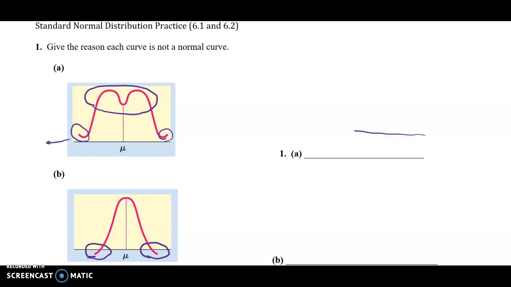For a standard normal curve, we should have a bell shape, but then each tail should approach the x-axis, but never touch it.